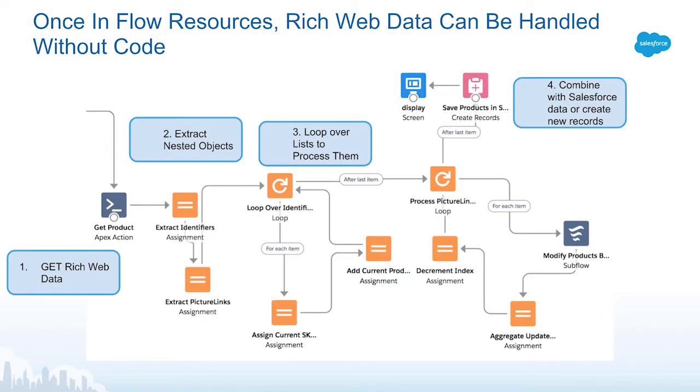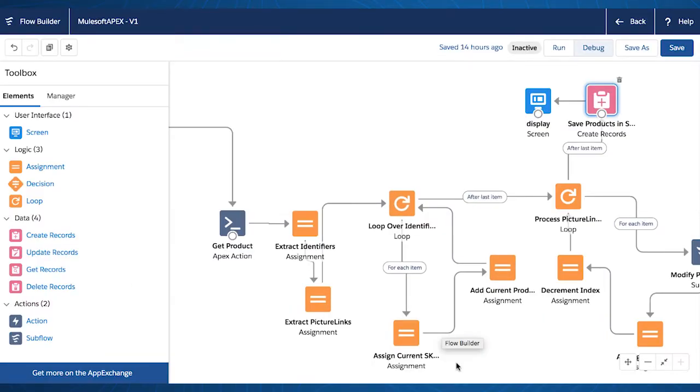This is really powerful because there are a lot of ways you can get that internet data from Salesforce. Thus, the ability to process that data without writing code is very powerful. In this example, I have a flow that's going to process the response to an API call to a MuleSoft API and returns product information.